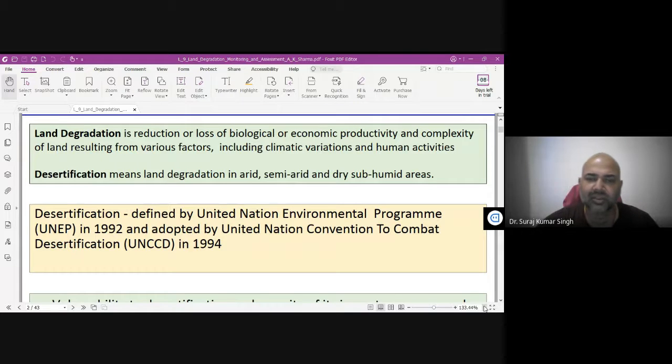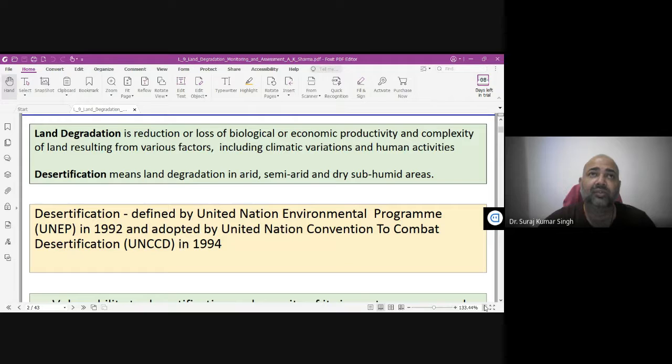So land degradation is the reduction or loss of biological or economical productivity. Either it can be flora and fauna or it can be economical, because if the land is being degraded, the quality will degrade and the production will decrease. So at last that is related to the economic productivity and complexity of land, a complex problem that occurs on the land from various factors. The factors can be various, either climatic variation or human activity.